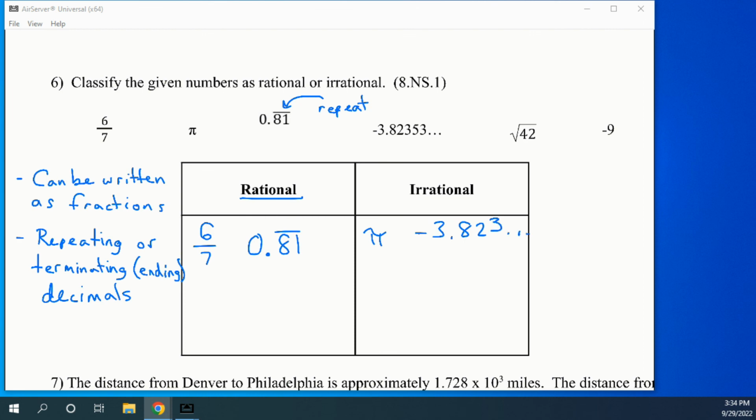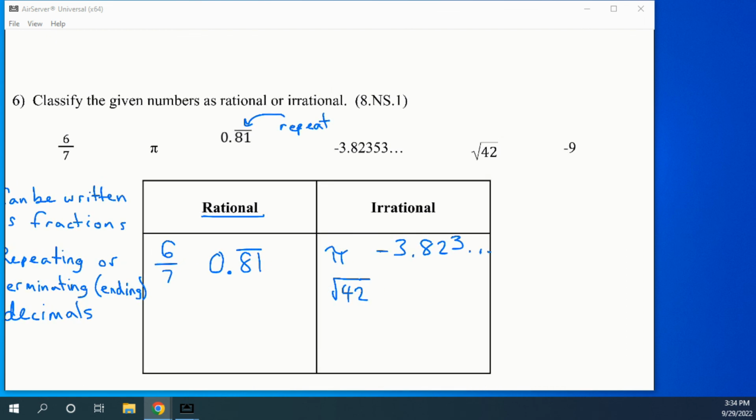Okay. Square root of 42. Anytime you have square root numbers, the only ones that are rational are your perfect squares. So for 42, you can't think of two numbers that are exactly the same that you can multiply together to get 42. Therefore, the square root of 42 is irrational. If you put that in your calculator, you'll get one of those non-repeating, non-terminating decimals, like that negative 3.8 number. And then the last one we have is negative 9.